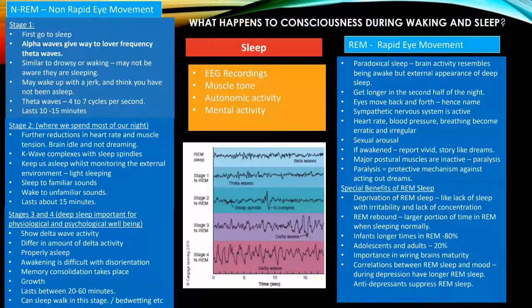So when we come to sleep, okay, the EEG recordings tell us what's going on in our brain. Muscle tone can also tell us what's happening. There's autonomic activity and mental activity that can take place. So the very first stage of sleep, and we have two different sort of sections to sleep. One is the non-REM stage. So remember, REM is rapid eye movement.